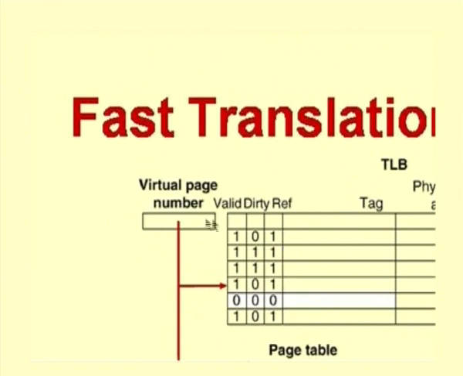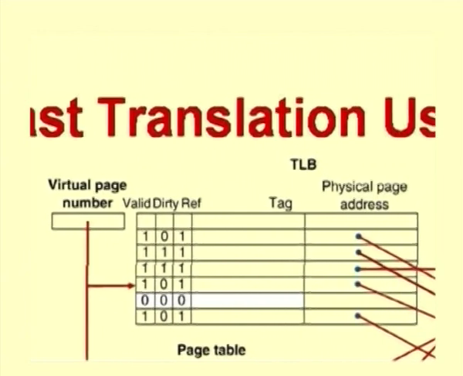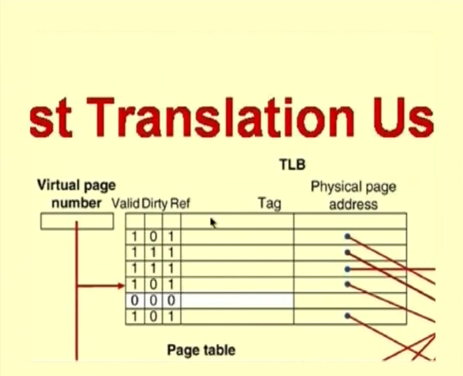So, the virtual page number, if you look at what we have in the TLB, the translation look aside buffer. So, we have 3 bits that you can see over here. We have a valid bit which indicates whether this particular entry is valid or not. Then we have a dirty bit and then we have a reference bit. This reference bit is used to indicate whether this particular entry has been accessed recently or not. So, whether it has been referenced or not. This again is useful when we need to replace a particular entry in this TLB.